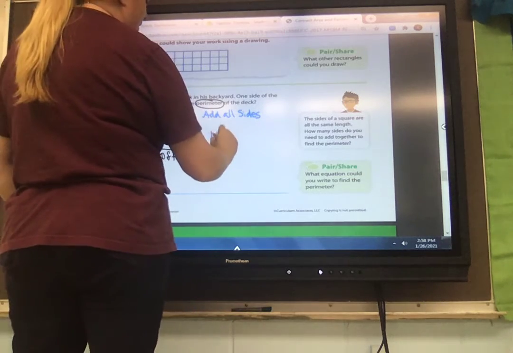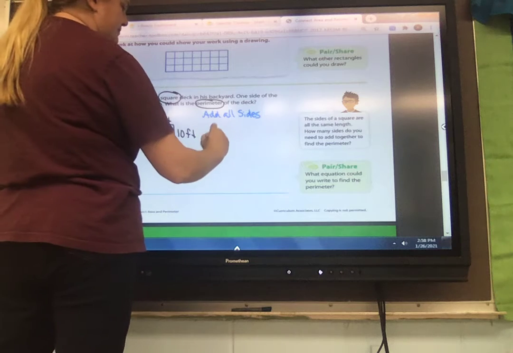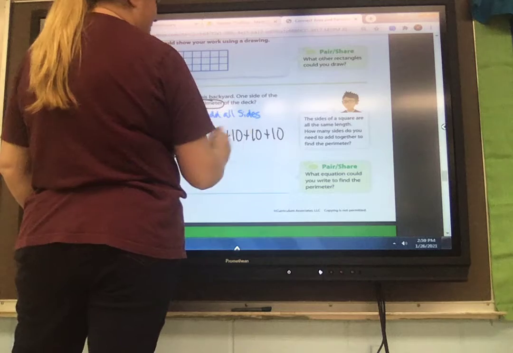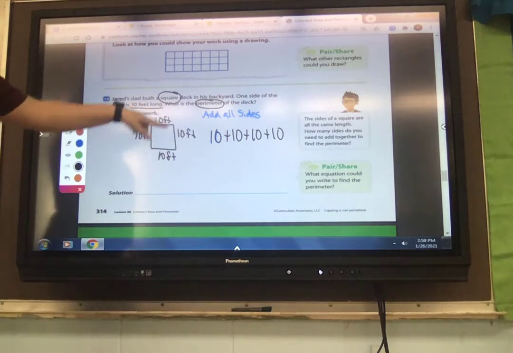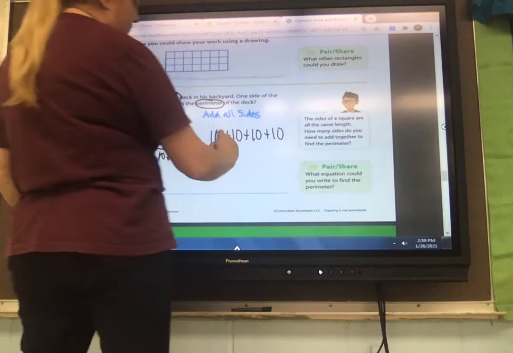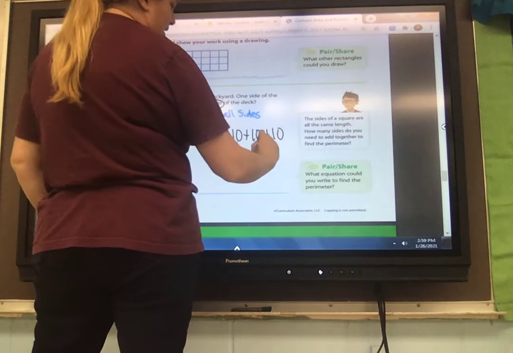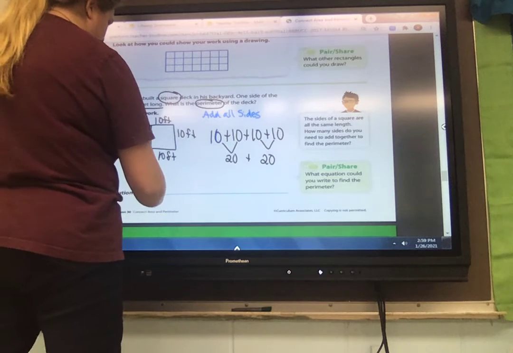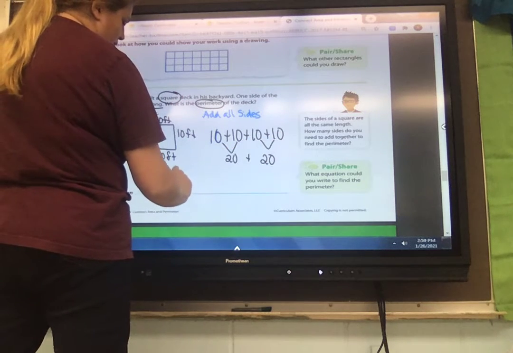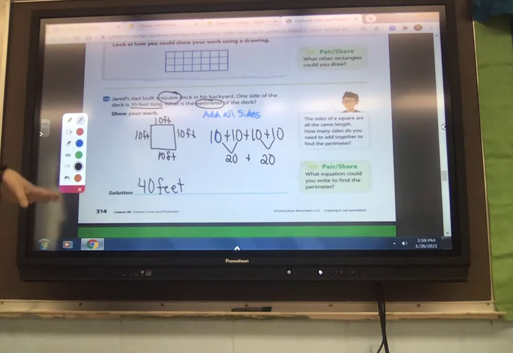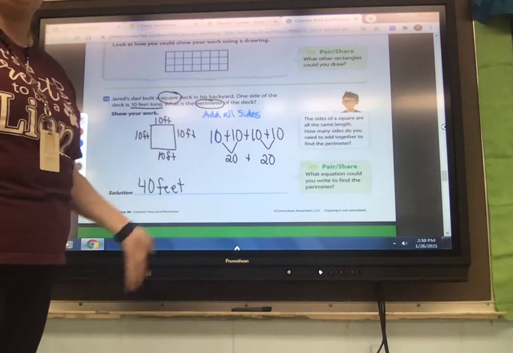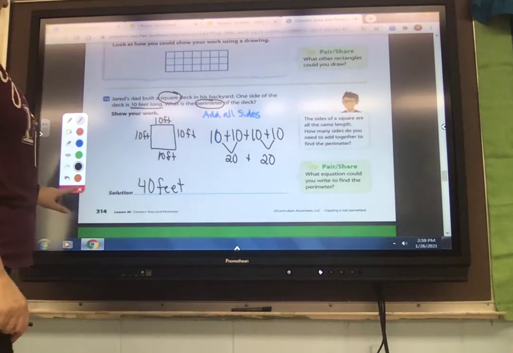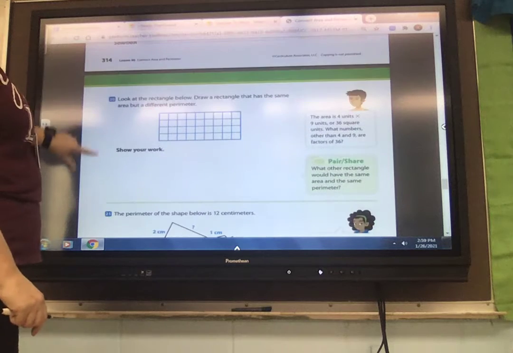10, let me change my colors back. 10 plus 10 plus 10 plus 10. I have 4 numbers because there are 4 sides. 10 plus 10 is 20. Another 10 plus 10 is 20. And 20 plus 20, 40 feet for my perimeter. We're not going to square our answer because we are not counting squares. We are walking around our shape. We are doing perimeter. All right, let's go to page 315 and see what they want us to do.